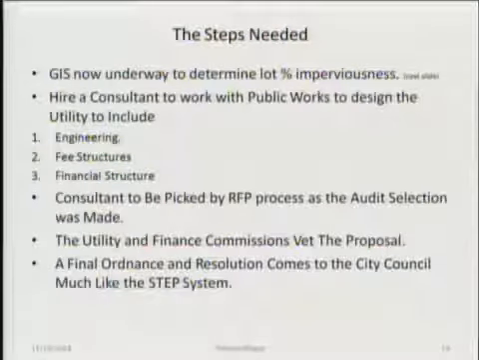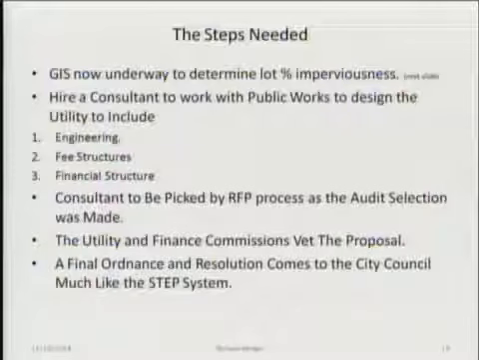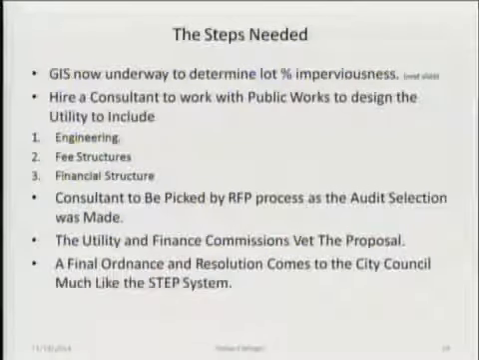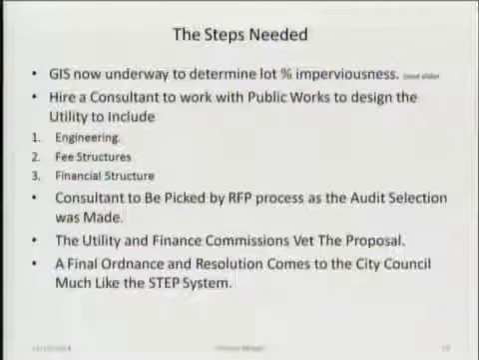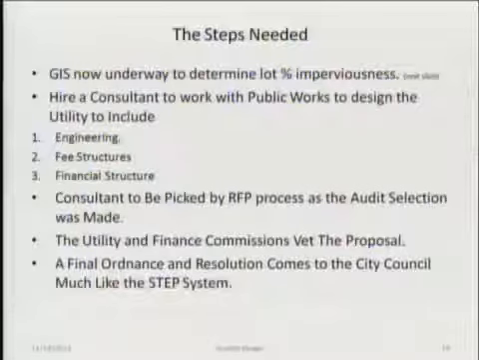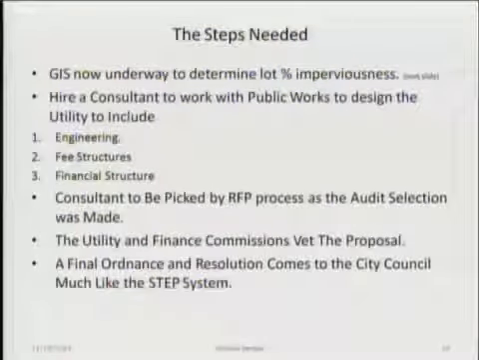Essentially, the first step would be to hire a consultant to work with Public Works to design the utility to include the engineering and the fee structure. The fee structure would go into the percentage imperviousness, the size of the lot, and of course the financial structure of the enterprise that would be created. The consultant would be picked by an RFP process very similar to what we recently did with the audit selection.